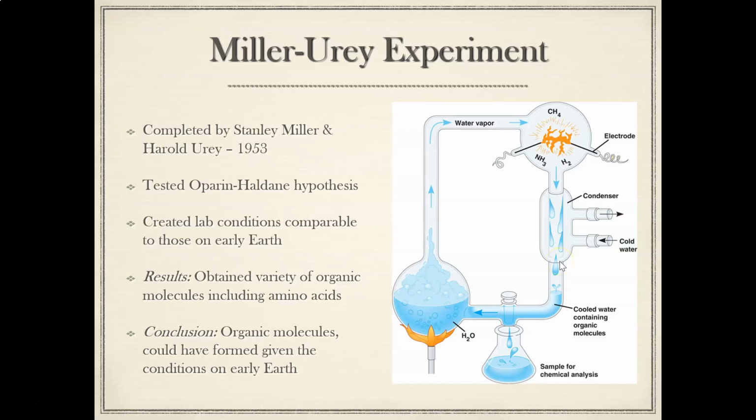We allow that to go through a condenser, just like rain would have condensed out of the atmosphere and back into the oceans. And in the process of allowing that moisture and that material to end up back into their simulated ocean, they also were able to take samples for chemical analysis. And what they ended up discovering in that sample bottle was a variety of organic materials, namely amino acids, which, if you remember from your biochemistry, amino acids are the building blocks for proteins.